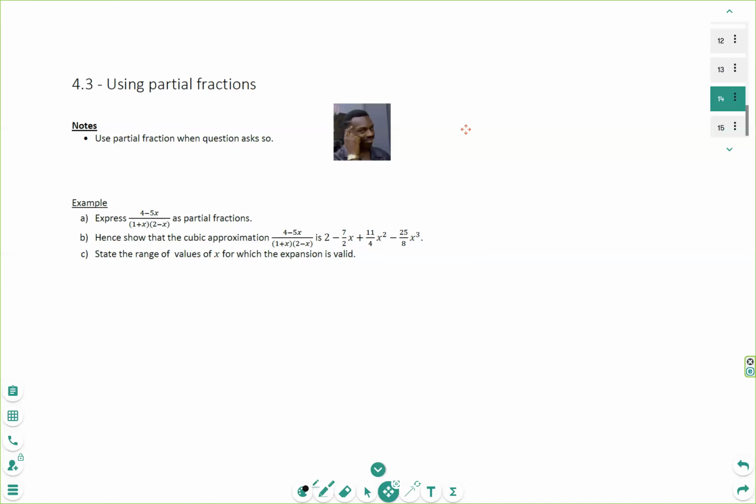Welcome to Pure 2, Chapter 4.3, where we combine partial fractions with binomial expansion. So when you use partial fractions, when the question asks so, simple.